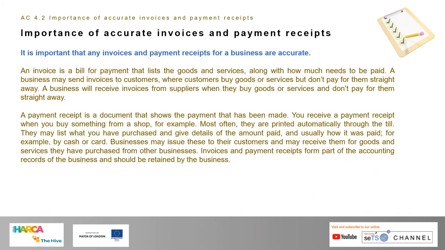A payment receipt is a document that shows the payment that has been made. You receive a payment receipt when you buy something from a shop, for example. Most often, they are printed automatically through the till. They may list what you have purchased and give details of the amount paid and usually how it was paid, for example, by cash or card. Businesses may issue these to their customers and may receive them for goods and services they have purchased from other businesses. Invoices and payment receipts form part of the accounting records of the business and should be retained by the business.